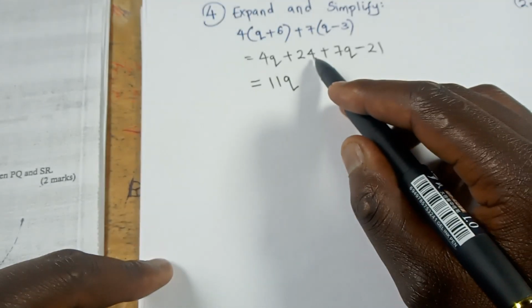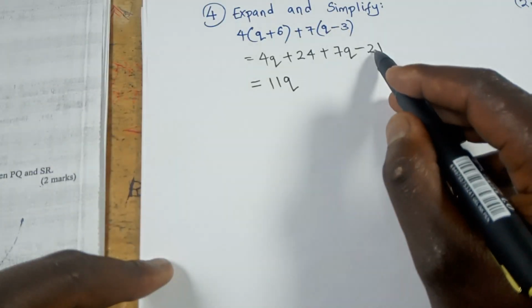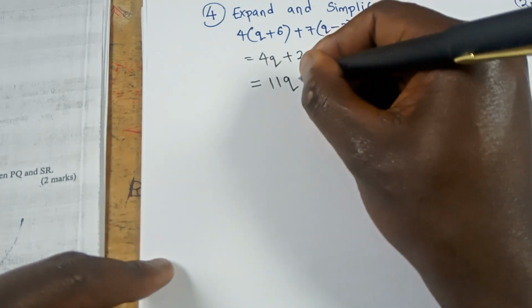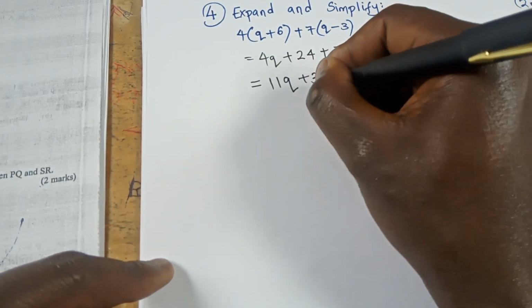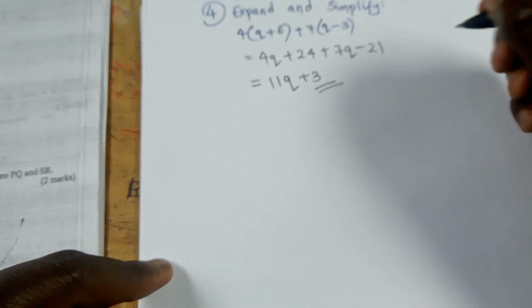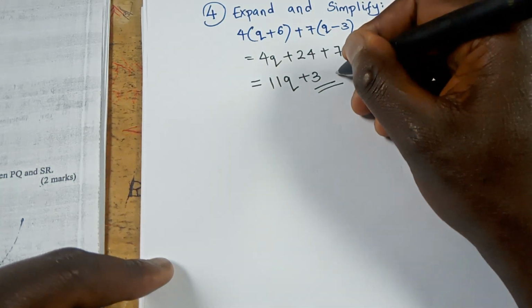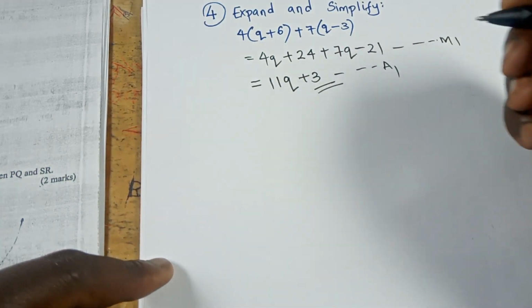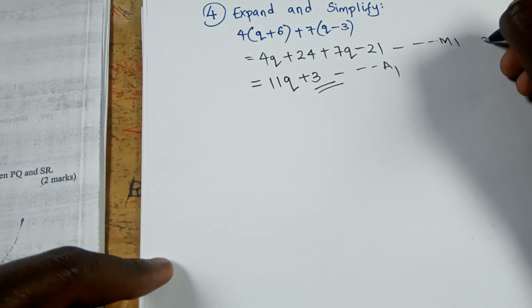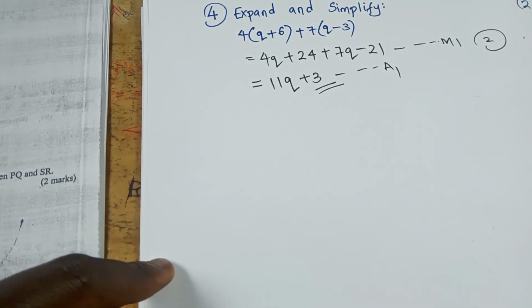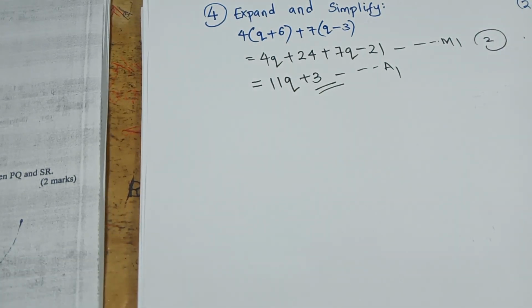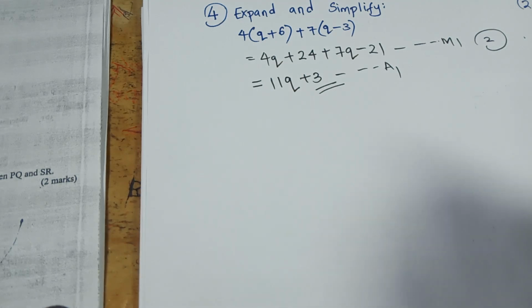Then 24 minus 21 is equal to 3. So that will give us plus 3. And by doing that, we are going to get it correct. That will give you the first mark, and this one will give you the accuracy mark. In total, you have 2 marks. We are done with number 4. We will proceed to number 5.